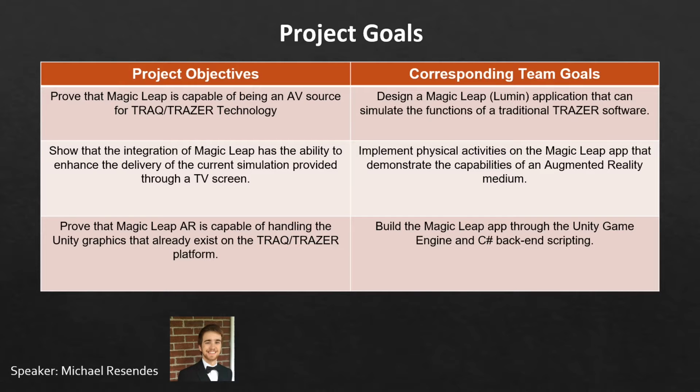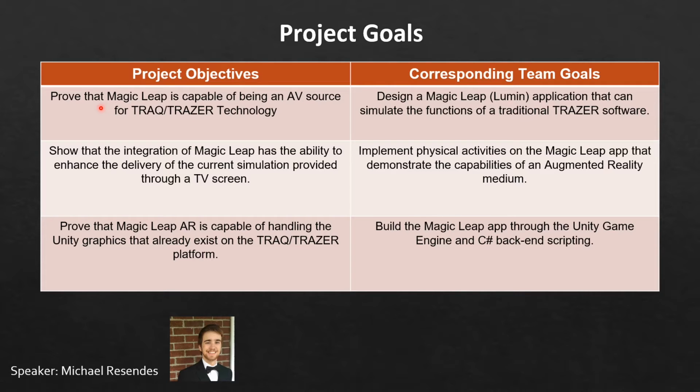So here we can see a list of the general project objectives that the team was given at the beginning of the term and the corresponding goals that the group set to fulfill these objectives. At the beginning of the term, Tracer gave the group essentially 3 objectives to accomplish. The first was to prove that the Magic Leap headset is capable of being an AV source for track and tracer technology. Essentially, what that's asking for is that current tracer technology operates via monitors and external sensor equipment.